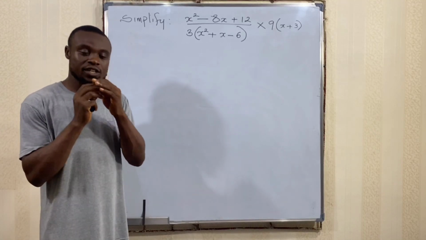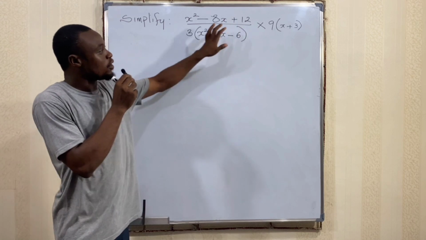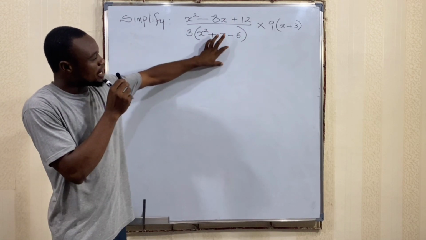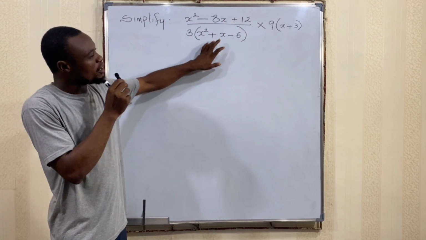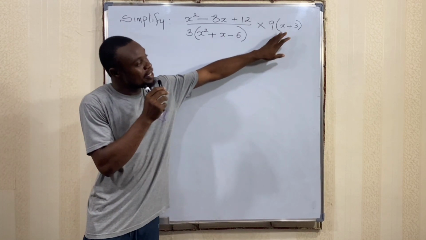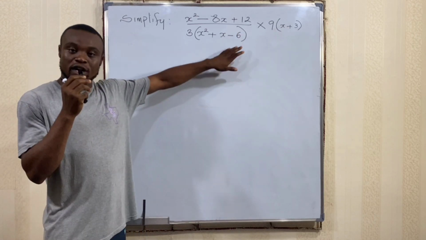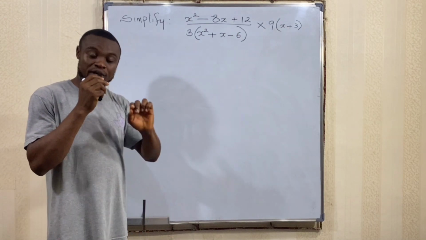Now, the question says simplify (x squared minus 8x plus 12), all divided by 3 in a bracket, (x squared plus x minus 6), all in bracket, multiplied by 9, open bracket, x plus 3. Now, this is a very simple algebraic fraction.